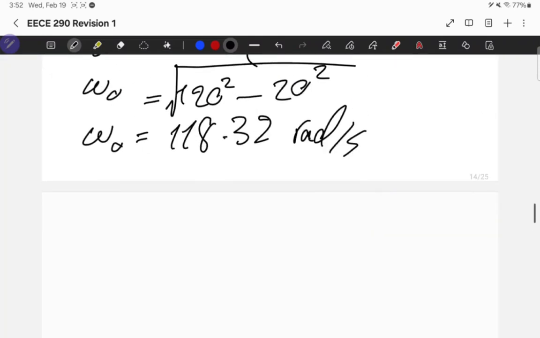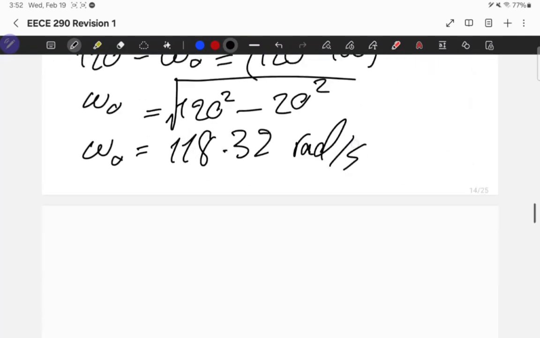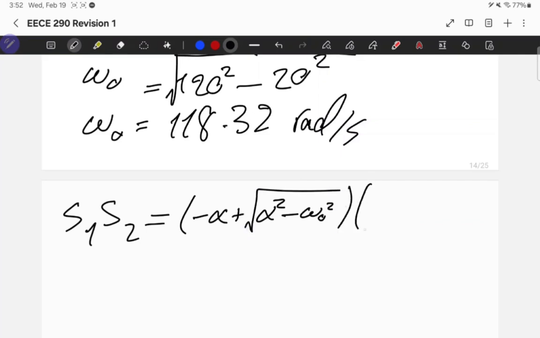So two equations, two unknowns basically. Another way to approach this is to multiply these two equations. If I multiply these, I get S1 times S2, which is equal to minus alpha plus square root of alpha square minus omega 0 square, times minus alpha minus square root of alpha square minus omega 0 square.